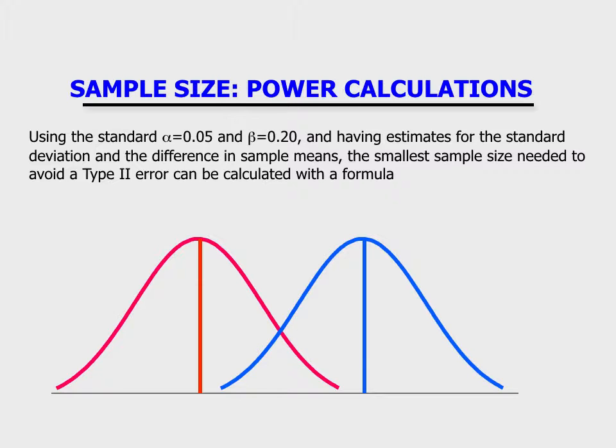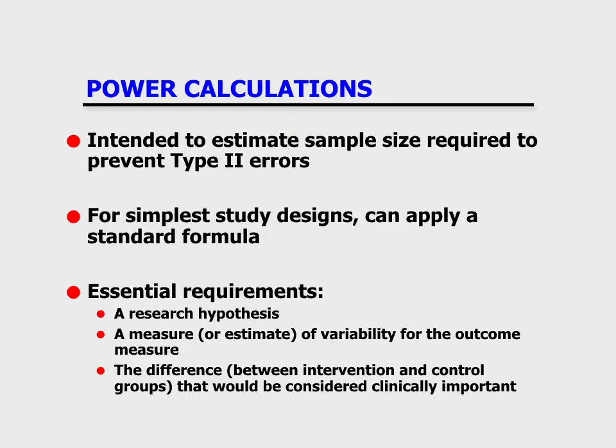And that will give you the smallest sample size you need to avoid committing a type 2 error, meaning that even though significance exists, you should be able to find it if you have enough people in your group or your groups, depending upon what kind of research you're doing. So we use power calculations before we do any kind of research to determine how many people we need in each group. And it's intended to estimate the sample size, and you can apply a standard formula that is used.